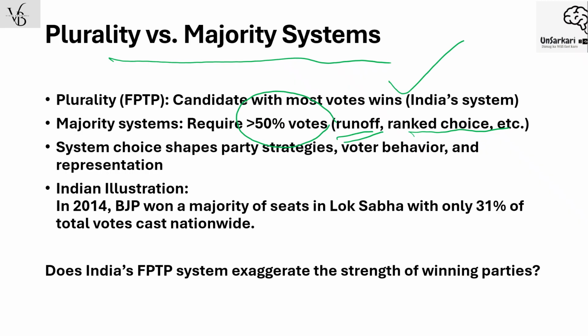And system choice shapes party strategies. What kind of system is there, FPTP or a majority system, that is going to shape party strategies in India and elsewhere abroad. For example, China has a different system. Do check out France, as we just said, or even the presidential elections of the USA, which are also very different. There is a concept of primaries, and the president is the head of the state. So the system will decide the party strategy.